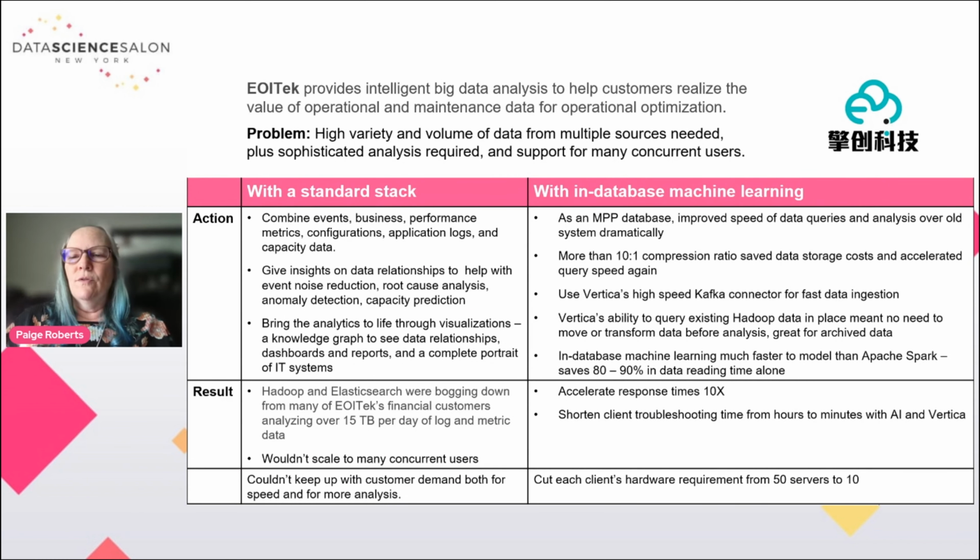So one of the big things they got was an 80 to 90% speed up. And that accelerated their response times by a factor of 10 and shortened their client troubleshooting time from hours down to minutes for their AI ops. So that when somebody had a problem, they were maybe down a few minutes as opposed to hours. Now, the big thing they were surprised by was that because of that compression ratio, they were also able to use 10 servers per client instead of 50. So that's nice.